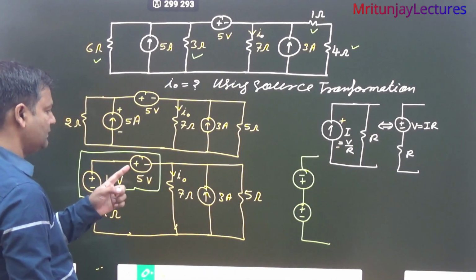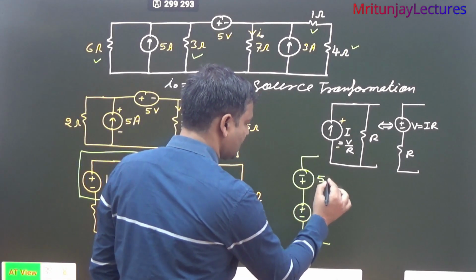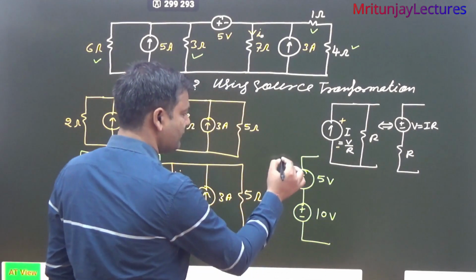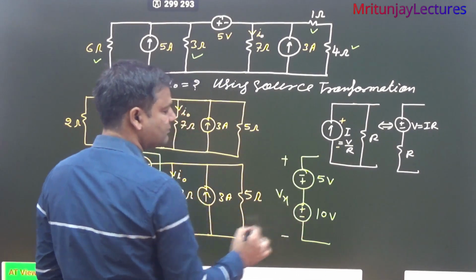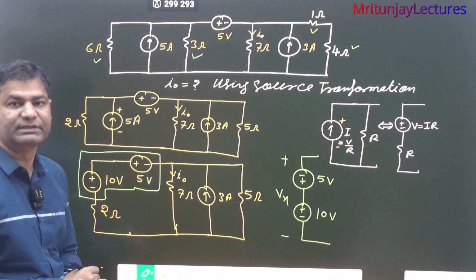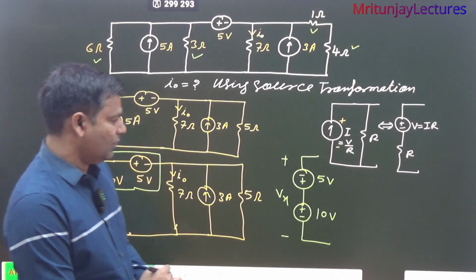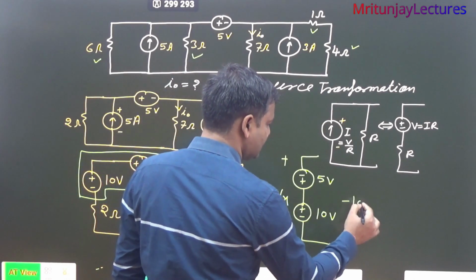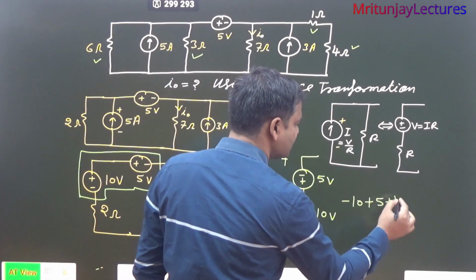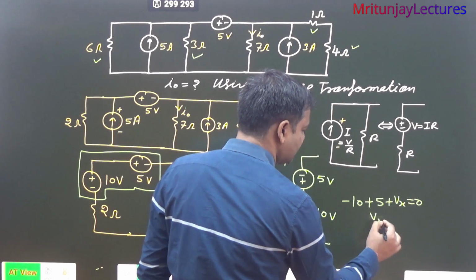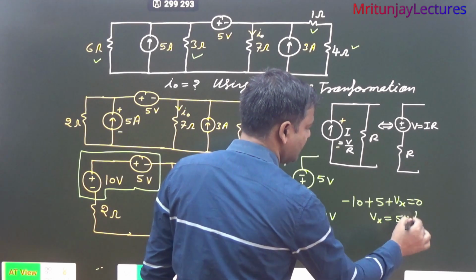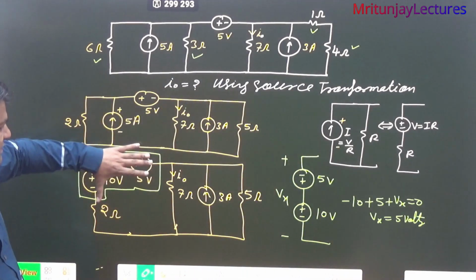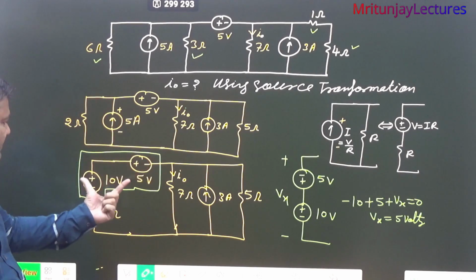Okay, that one is 5 volt and that one is 10 volt. If we assume here that is Vx, then if you apply KVL in this loop: minus 2 plus minus 10 plus 5 plus Vx will be equal to 0. So what about Vx? Vx is 5 volt. It means the combination of these two, you can convert simply to 5 volt.